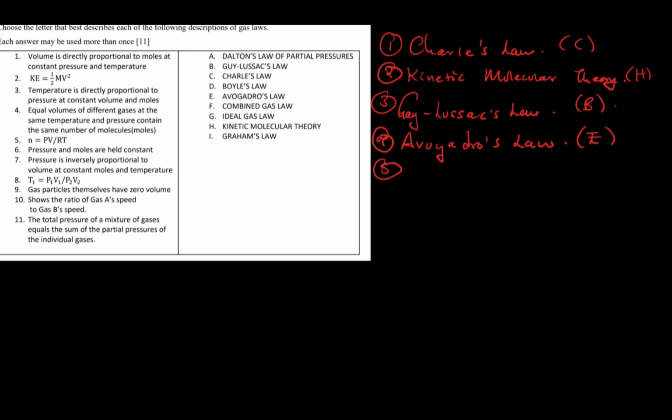Then 5 says that n is equivalent to PV over RT. So this equation here on 5 represents the ideal gas law. And the ideal gas law in this case is G. So the ideal gas law is a combination of Boyle's law, Charles' law, and the Avogadro's law. It relates the pressure, volume, temperature, and the number of moles of a gas.